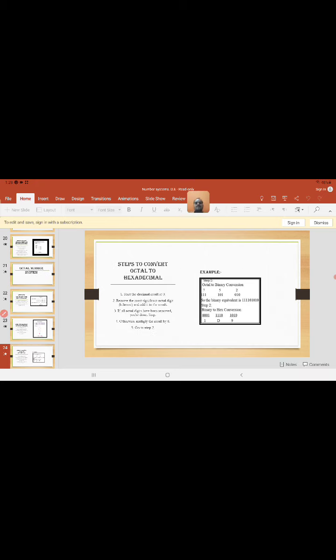Next, how to convert an octal number into a hexadecimal number. These are important conversions. We cannot convert octal into hexadecimal directly, so there are two steps in the process. The first step is to convert the given octal number into a binary number. The second step is to convert the resultant binary number into the hexadecimal number.